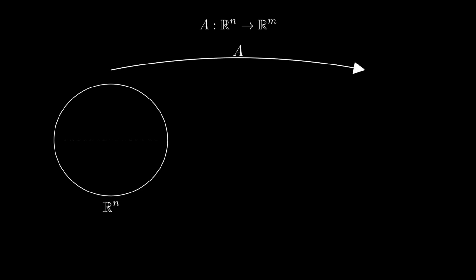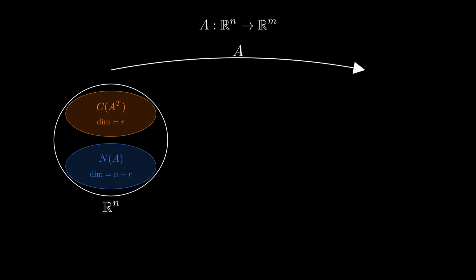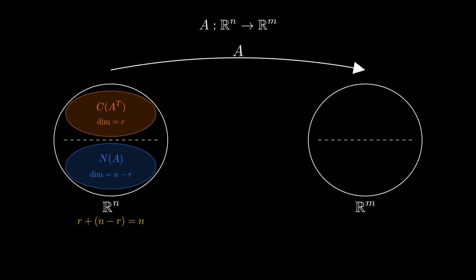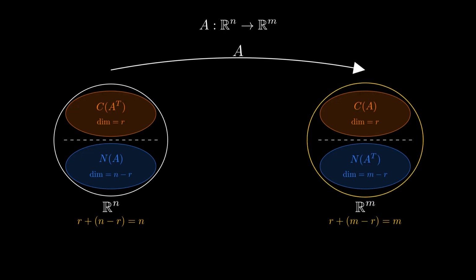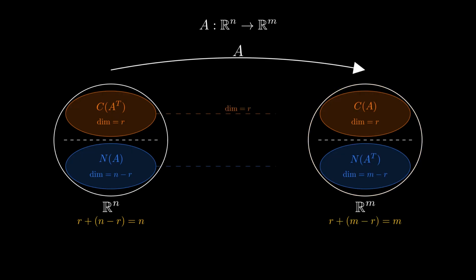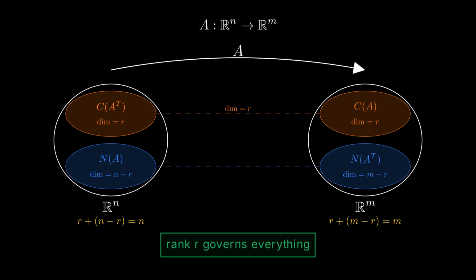Step back and see the full architecture. Every matrix A maps from an input space, Rn, to an output space, Rm. Inside Rn, the row space and the null space divide the entire space into 2 complementary pieces. Their dimensions R and n minus R sum to n. Inside Rm, the column space and left null space do the same. Their dimensions R and m minus R sum to m. This structure is universal. It holds for every matrix regardless of size or entries. One round of row reduction reveals the rank R, and that single number determines the dimension of all 4 subspaces.